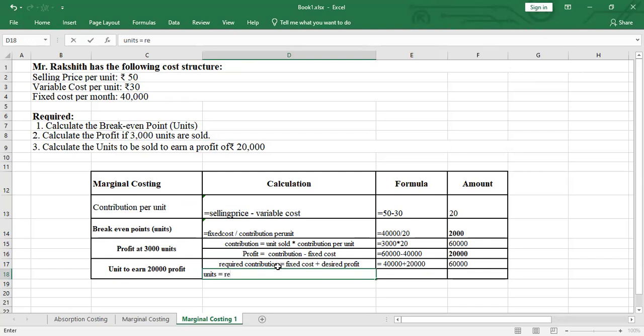In such cases, how many units do you have to sell? Units equals required contribution divided by contribution per unit, which is required contribution 60,000 divided by 20. So we have to sell 3,000 units to get 20,000 profit. I hope you have understood this particular solution.